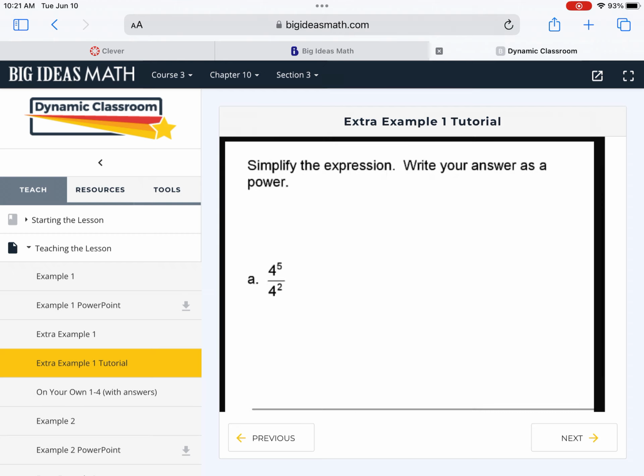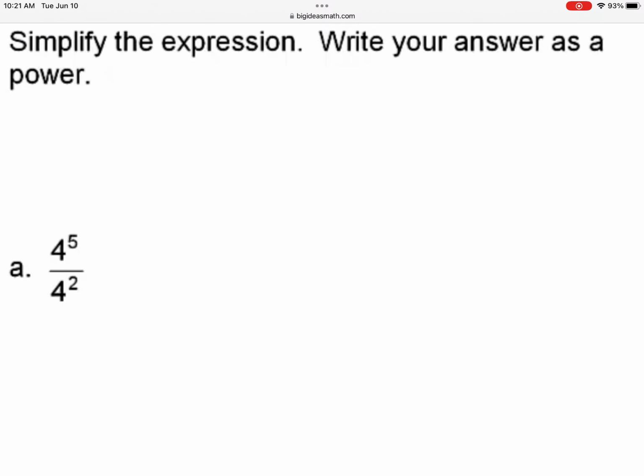Simplify the expression. Write your answer as a power. 4 to the 5th divided by 4 squared. In this problem, we are dividing powers with the same base, 4. To divide powers with the same base, you can use the quotient of powers property.